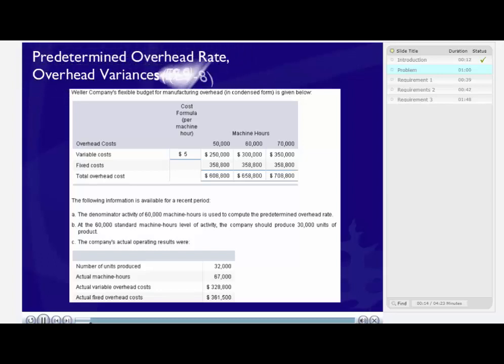To read exercise 9-8 dealing with predetermined overhead rate and overhead variances. And after you've read the text that you see on the screen, go ahead and advance this presentation to the next slide by clicking on the button that points to the right.